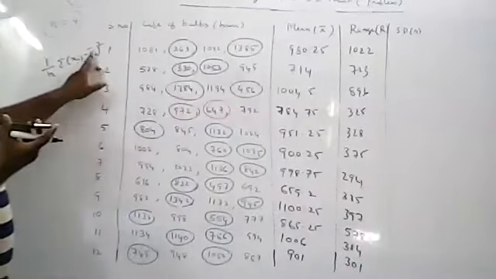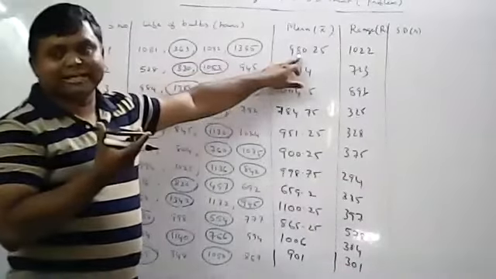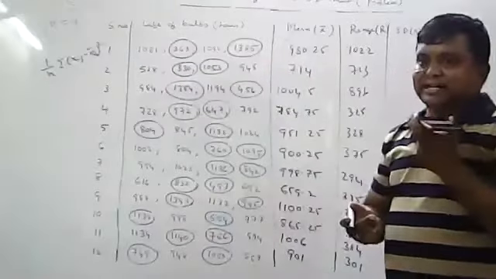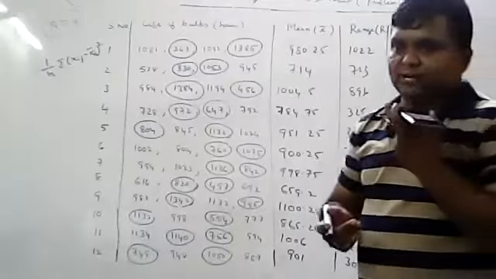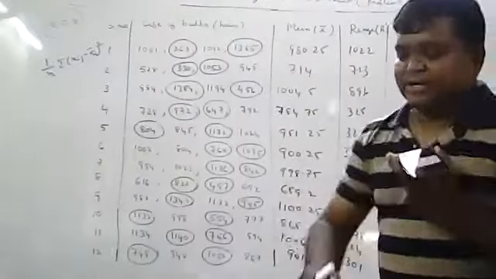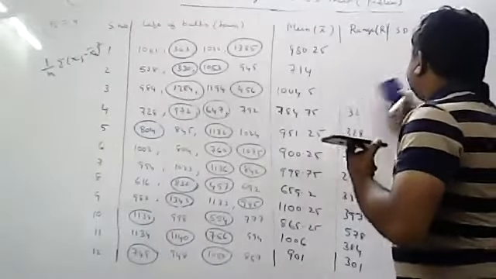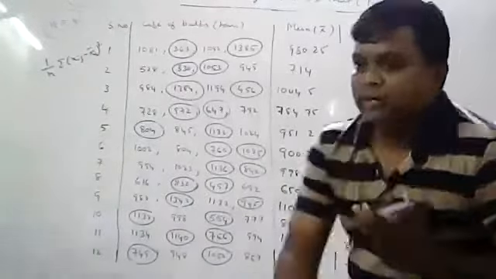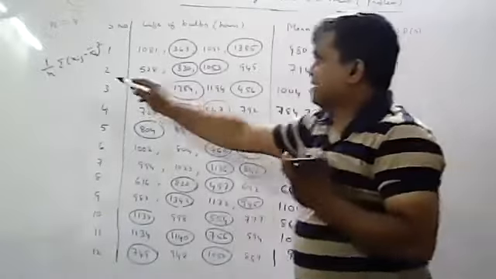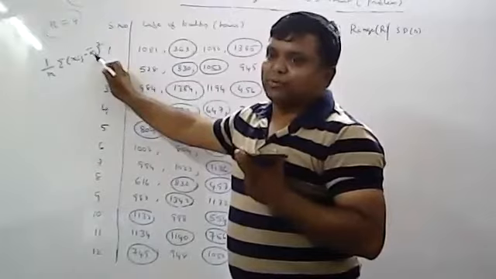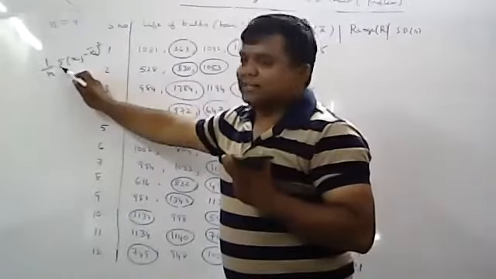X bar i means the mean value. What is the mean value for this one? 980.25. Now see the calculation. First listen carefully, afterwards you can calculate. Summation means plus: every xij value minus the mean value, then square, and then summation means plus.